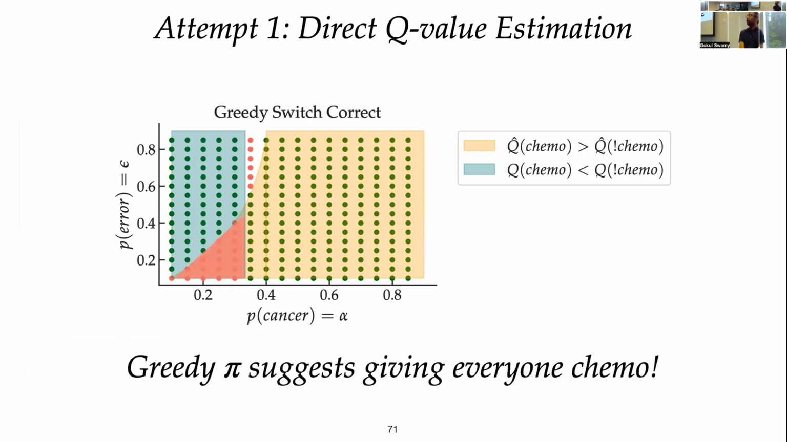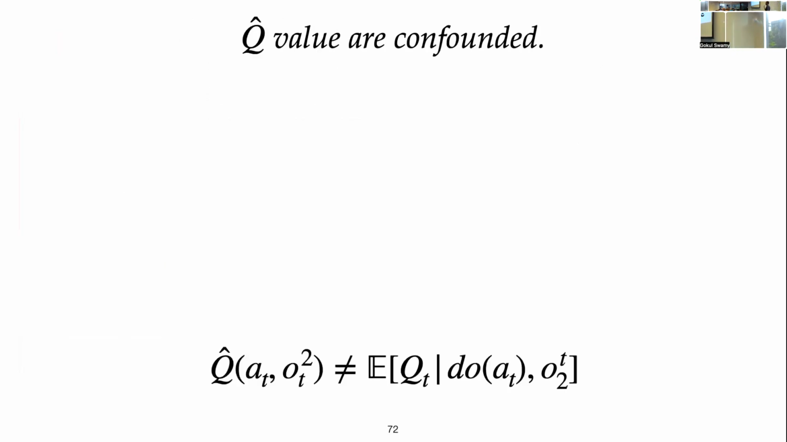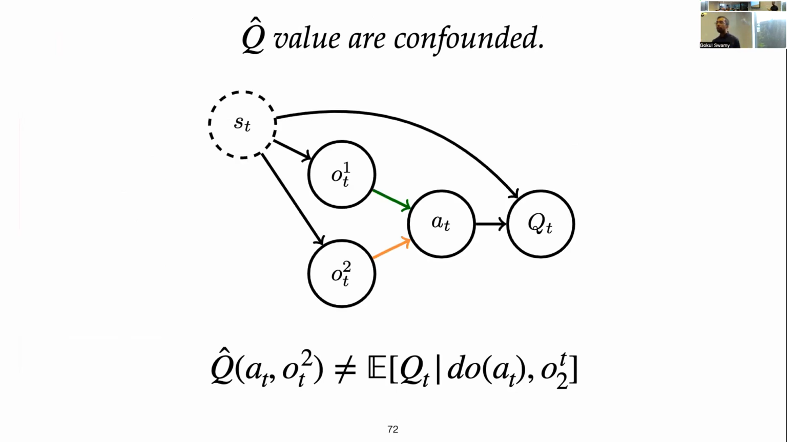This means that the greedy policy is going to suggest giving everyone chemotherapy. If we were then to mix this policy with the doctor's policy, we would be giving a bunch of people chemotherapy who don't actually need it. The core issue here is basically that the Q values are confounded. More formally, the regression we fit here is not equal to the actual causal effect we want to estimate. You can see this perhaps by looking at the graphical model we're looking at in this work.